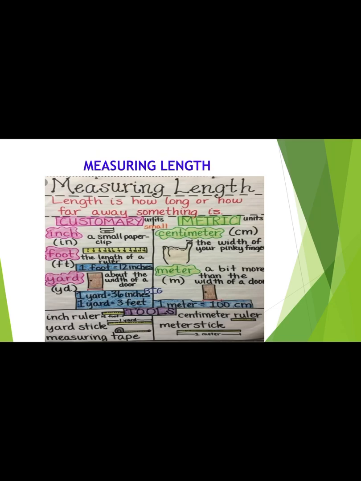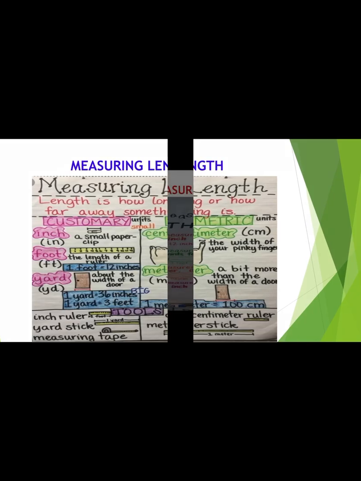And in metric units, generally we use centimeter. Suppose the width of your pinky finger, that is the little finger. Then meter, a bit more than the width of a door, that can be measured by using meter. 1 meter is equal to 100 centimeter. Generally, some of the tools we use are inch ruler, yardstick, measuring tape, centimeter ruler, meter stick. So this way we are measuring length.